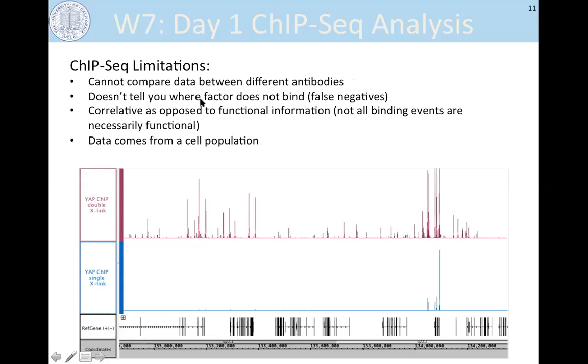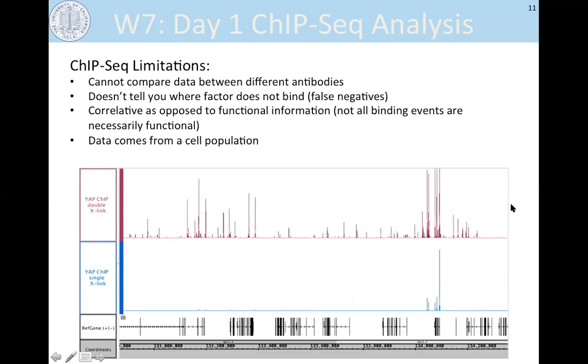ChIP-Seq can't really tell you where a factor does not bind, so that would lead to false negatives. I'll show an example of that here. For example, this is a ChIP for a cofactor called YAP. This is a standard single cross-linking protocol. When you look at this track, the bottom one in blue, it looks like there are a few binding sites in this region of the genome.